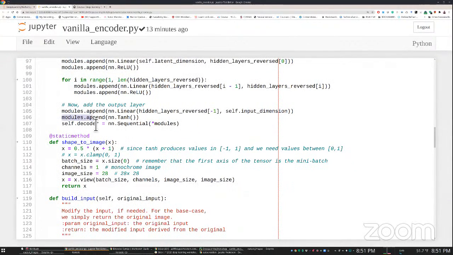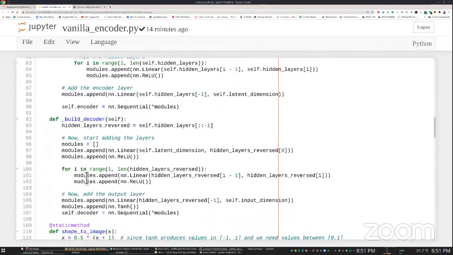The only thing to note is that in the output, the last activation is a tanh, right? The reason is we want values essentially between 0 and 1. Tanh produces values between -1 and +1, but we can always shift and scale it. If you add 1 to tanh, it will go from 0 to 2, and then take half of it. You see me do it here. So that explains the encoder decoder part.